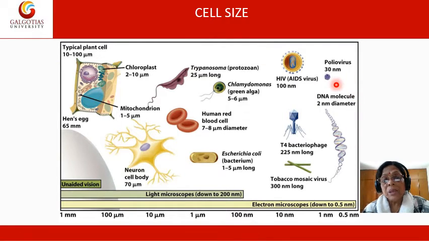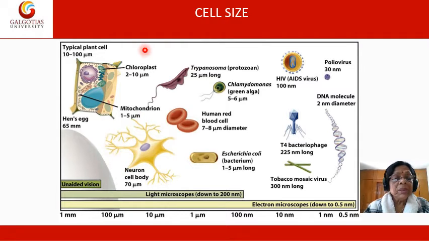Poliovirus has a diameter of 30 nanometer. HIV/AIDS virus has a diameter of 100 nanometer. Similarly, T4 bacteriophage has a diameter of 225 nanometer. Red blood cells have a diameter of 7 to 8 micrometer. Similarly, a neuron has a diameter of 70 micro.